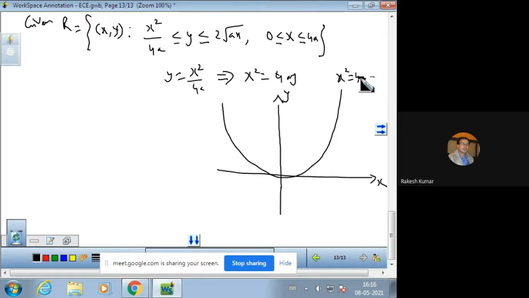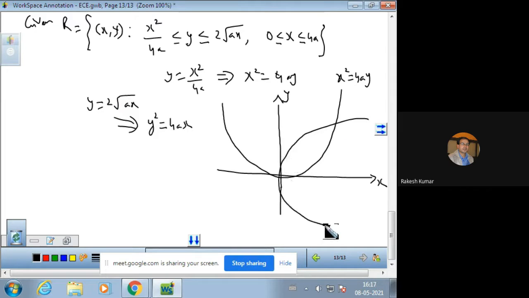X square is equal to 4ay, and similarly y equal to 2 square root ax will give you, squaring both sides, y square is equal to 4ax, and that is your right-handed parabola. Y square is equal to 4ax. So now this is the point of intersection which we require, and x equal to 0 is on y-axis and x equal to 4a. So obviously this point should be 4a.